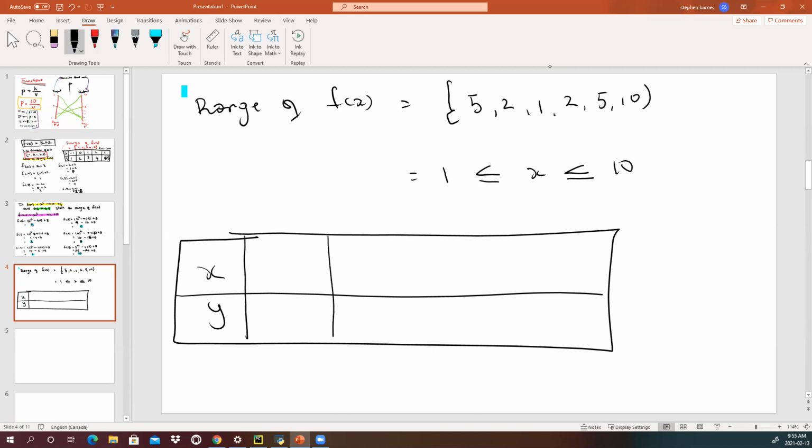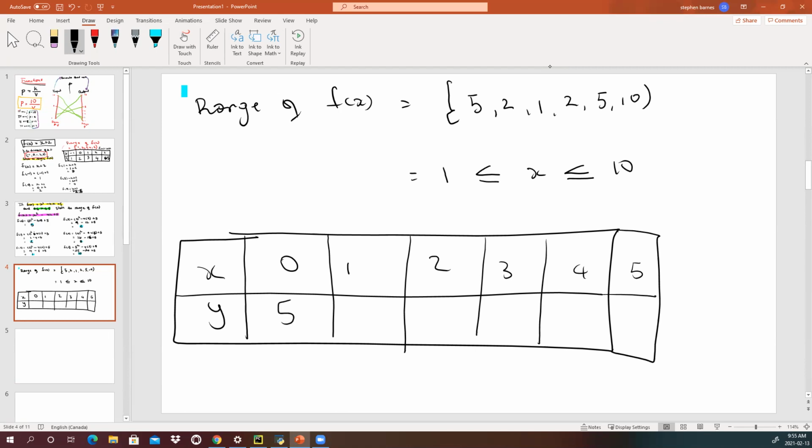So I don't remember the range values, but you get the point. You can put them in. So you have 0, 1, 2, 3, 4, 5. And I thought you get 5, 2, 1, 2, 5, 10. All right, so that would be what the range is for this question. Everybody good so far? Any questions?